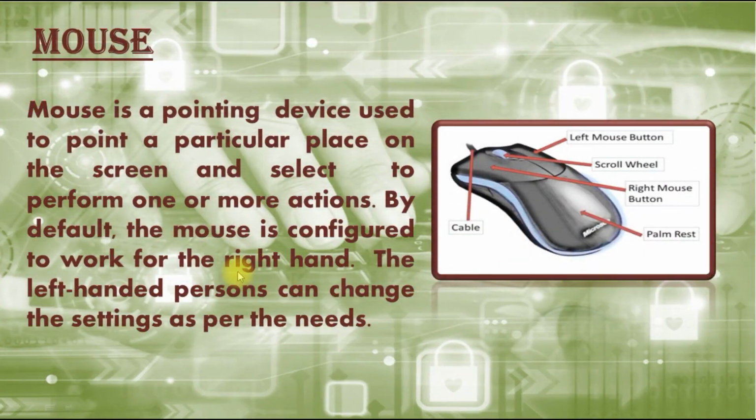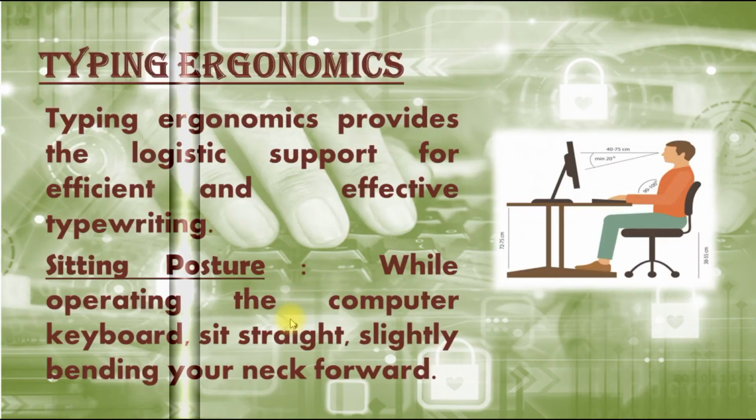Then mouse, you are very familiar with the mouse. Now mouse is a pointing device used to point a particular place on the screen and select to perform one or more actions. By default, the mouse is configured to work for the right hand. The left-handed persons can change the settings as per the needs.